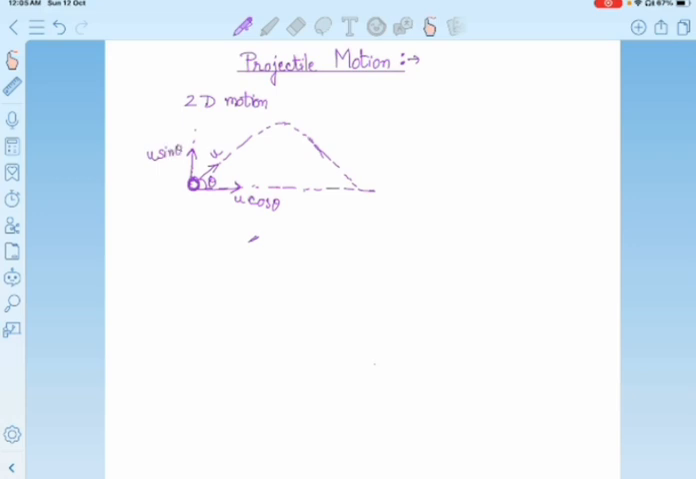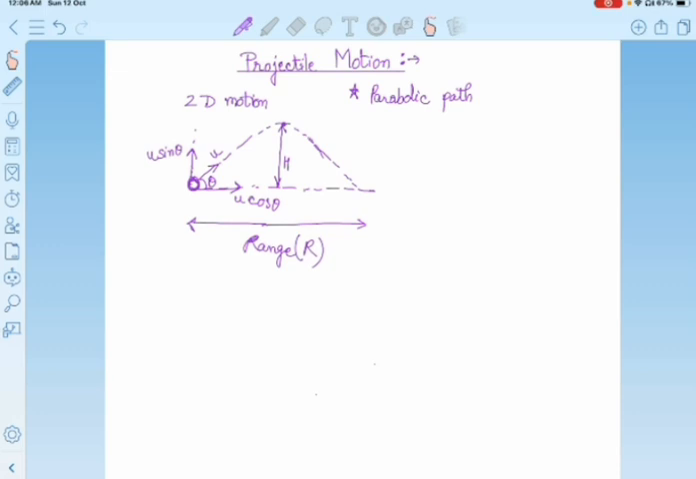Let me introduce you to certain important points. This particular distance is known as the range. And this height is the maximum height h. Now projectile motion, as you can see from the diagram, follows a parabolic path.